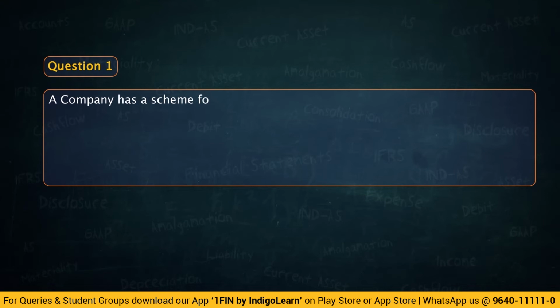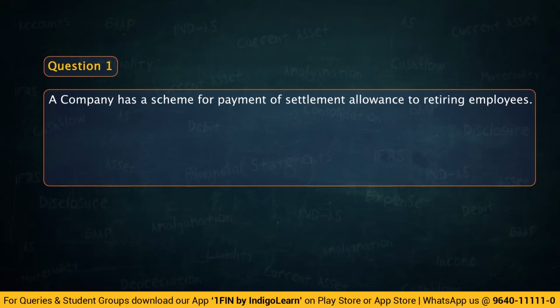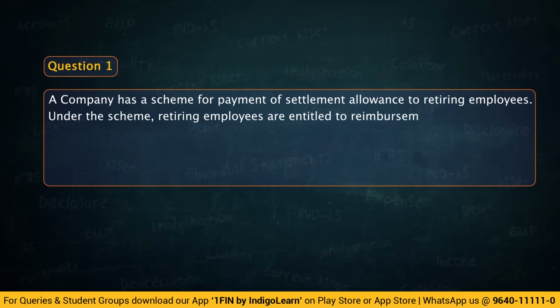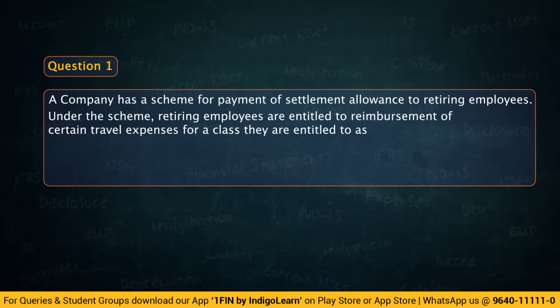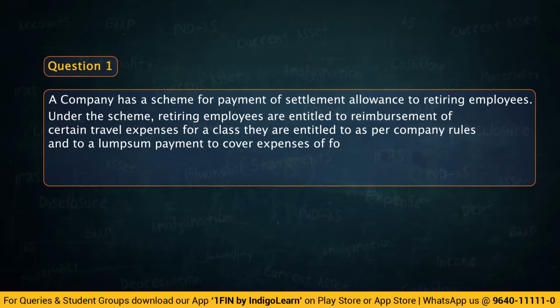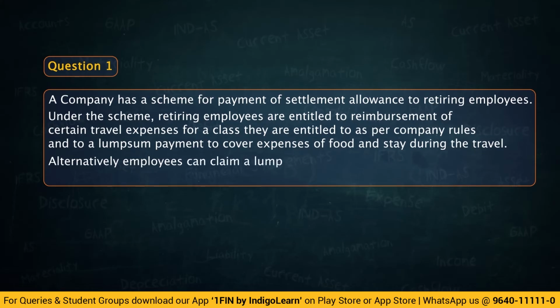Let's now look at a few past examination questions from AS15. A company has a scheme for payment of settlement allowance to retiring employees. Under the scheme, retiring employees are entitled to reimbursement of certain travel expenses for a class they are entitled to as per company rule, and to a lump sum payment to cover expenses of food and stay during the travel. Alternatively, employees can claim a lump sum amount equal to 1 month pay last drawn.